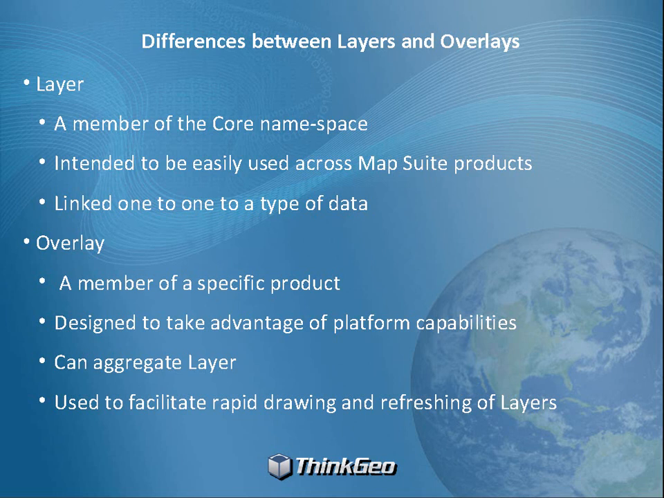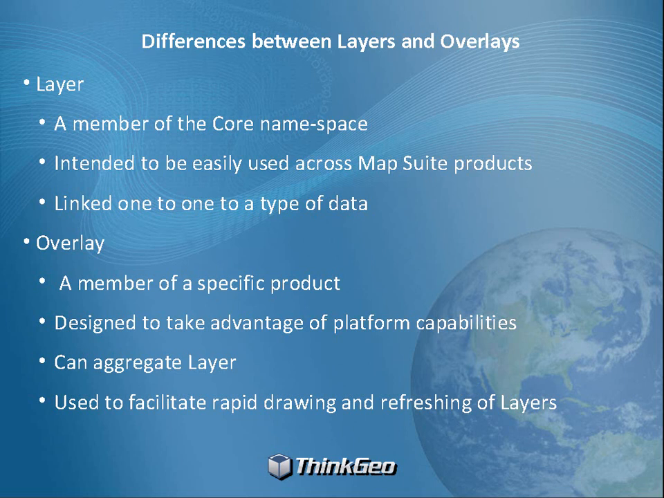And this is in contrast to the overlay. An overlay is meant to be specific to a particular product. So the overlay for the desktop edition is going to be potentially different than an overlay for the web edition. And the same thing is going to be true for the Silverlight edition, etc. And the overlays are designed to take advantage of the platform capabilities. So in the desktop, the overlay has different methods because it wants to take advantage of knowing that we're on a client, where an overlay on the web might have some different methods because there's different capabilities in the web environment. You can also use overlays to aggregate layers together.